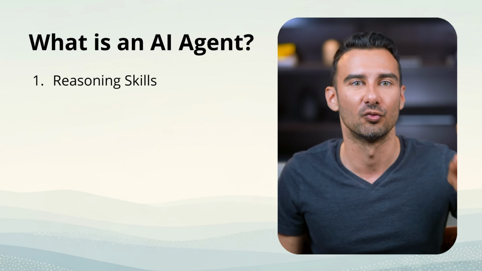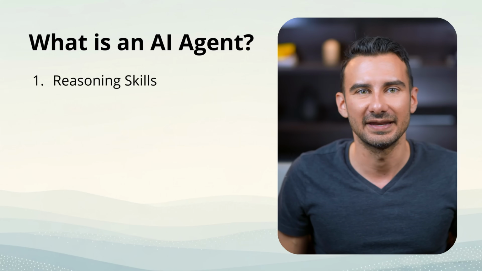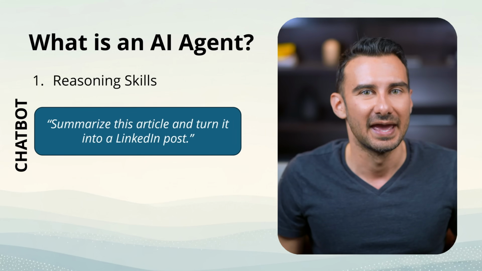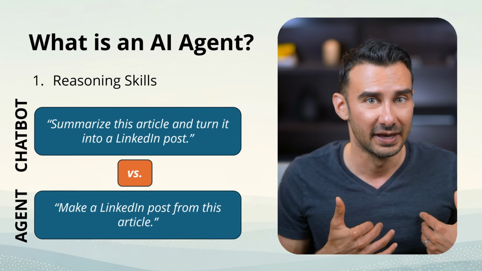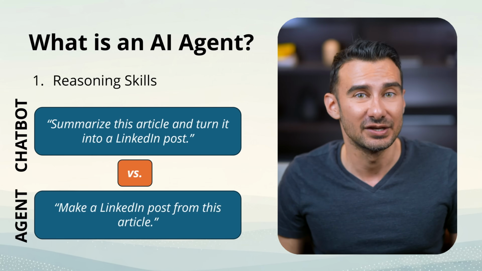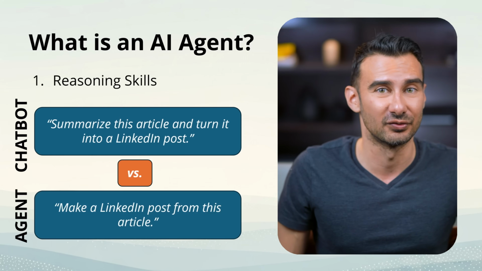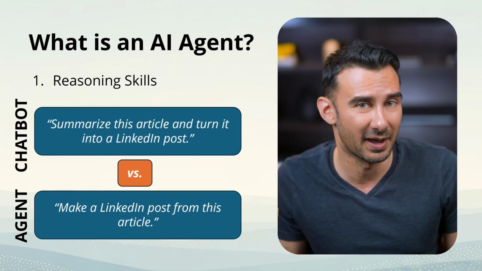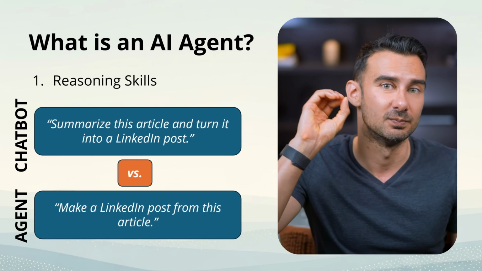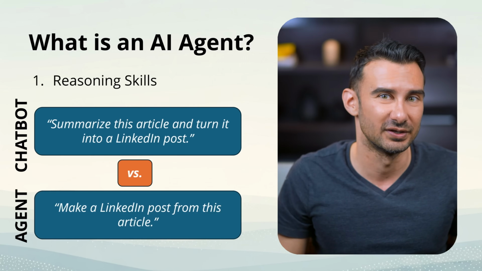First is they have reasoning skills. Unlike an AI chatbot, which you would detail explicit steps to, agents can take in a goal and figure out the best way to achieve that goal. In this example, the agent could first make sure that the article is relevant, the tone and format works for LinkedIn, it checks its work, etc. It figures out what you meant versus just doing what you said.